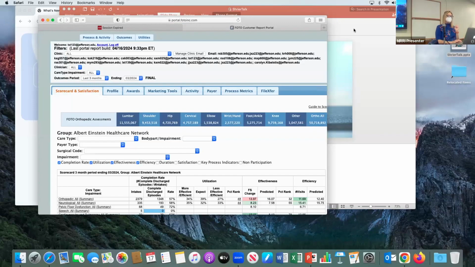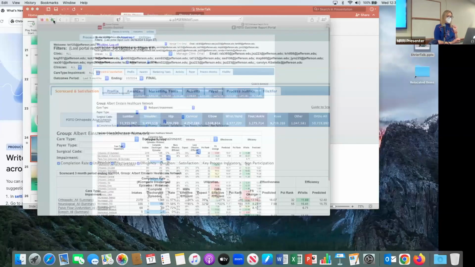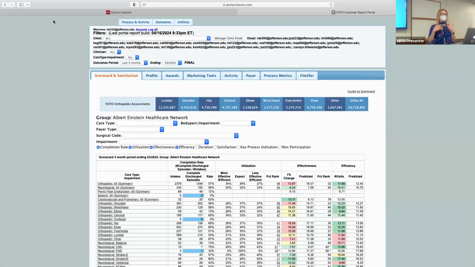Okay, so here's where I think the power of Photo really is. It collects all the data for us over time. So right now, we're looking at the last 3 months for Q1 for all of the outpatient centers within Moss Rehab. And they give us a scorecard.